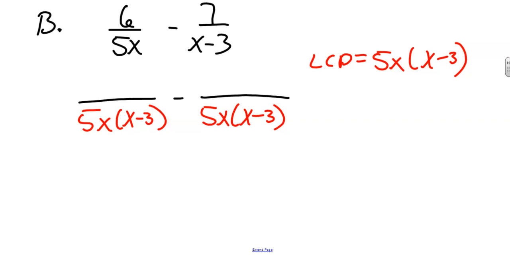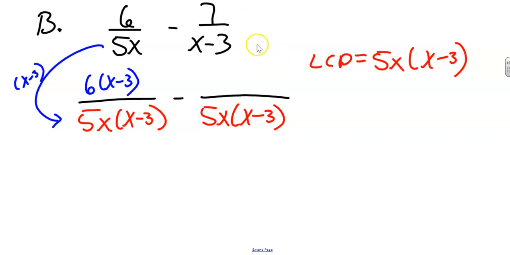Okay, so for the first fraction, we had 5x, we multiplied in an extra x minus 3. So we've got to do the same thing on the top. We need an extra x minus 3 on the top. For this one, we multiplied in an extra 5x. So same thing on the top. We've got 7 times 5x.